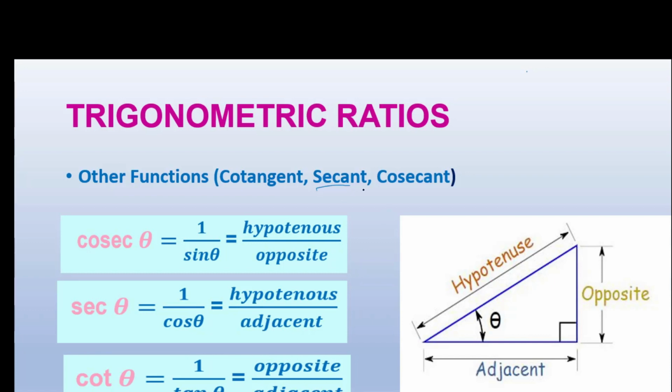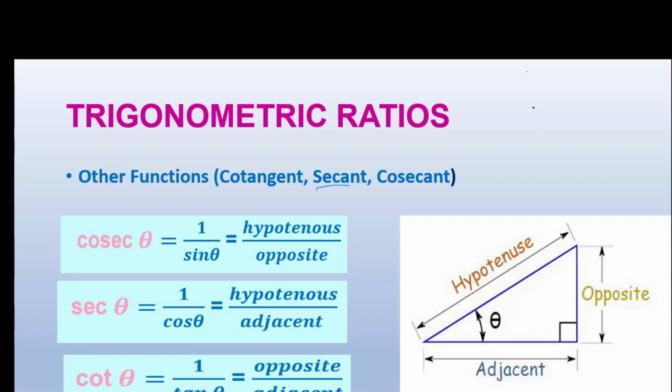Now the secant can be written in short as sec theta. That is the reciprocal of cos theta, so that will be equal to 1 by cos theta. And the formula will be hypotenuse divided by adjacent side. And the cosecant in short can be written as cosec theta. So that is the reciprocal of sine theta, so equals 1 by sine theta. And that can be written as hypotenuse divided by opposite side.